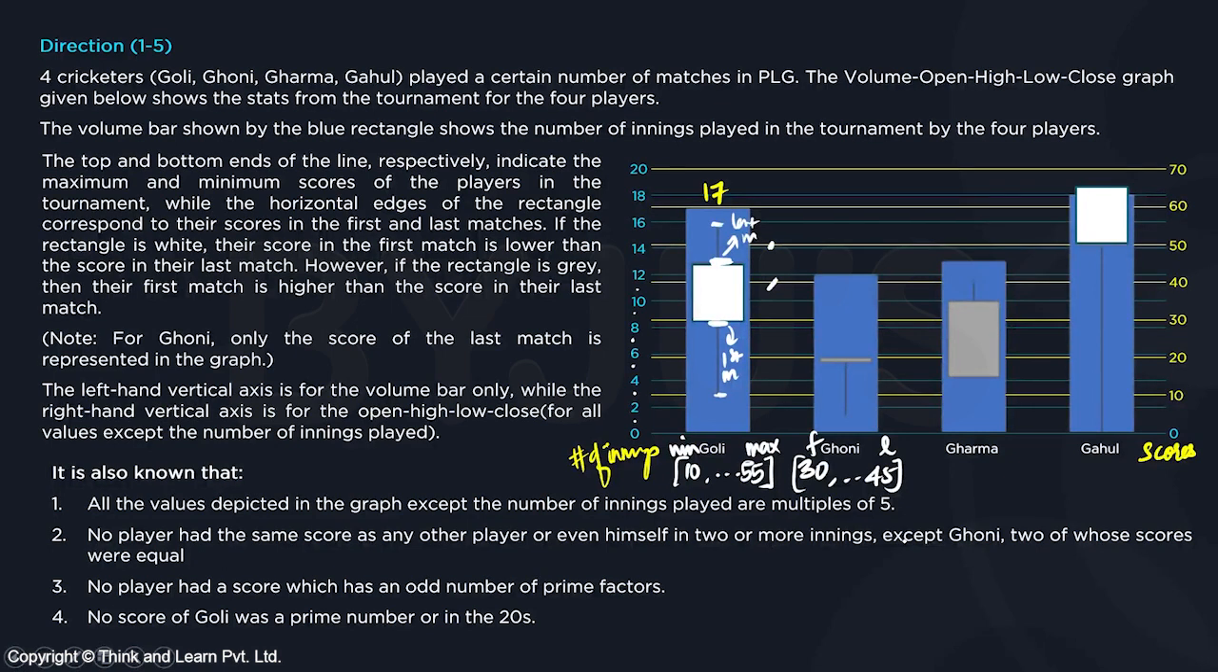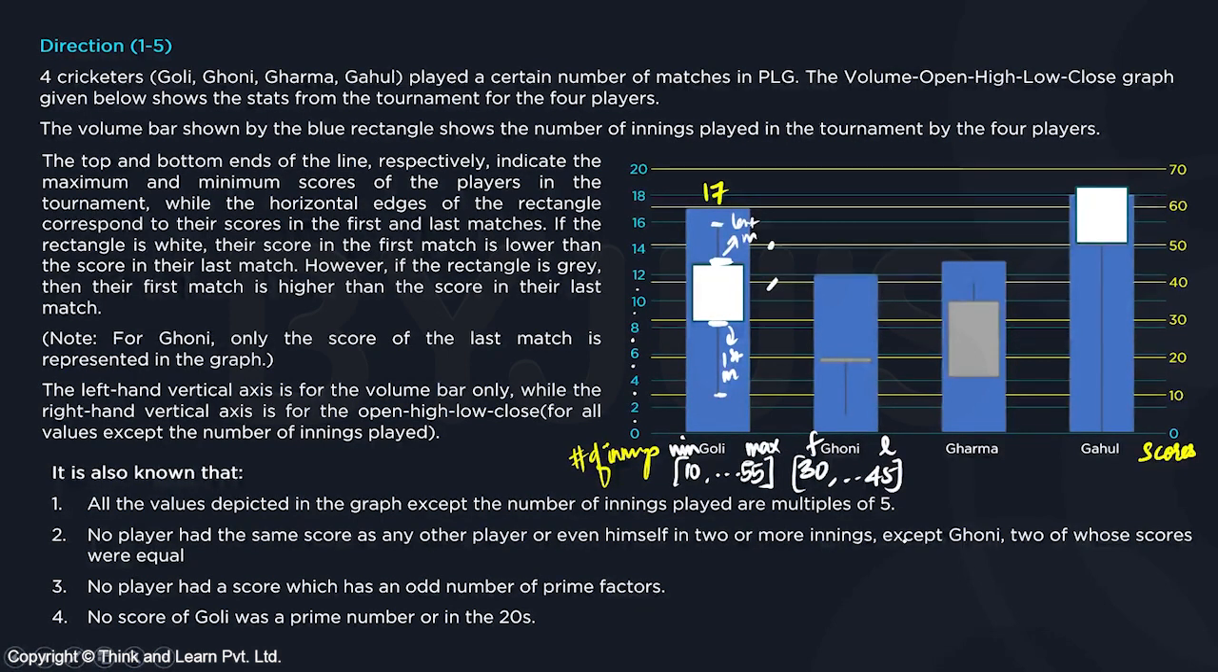Except Ghani, 2 of whose scores were equal. So in the case of only Ghani, 2 scores were equal. Otherwise, everybody had a unique score when we compare their score with themselves or with others. Third, no player had a score which has an odd number of prime factors. Fourth, no score of goalie was a prime number or in the 20s. So we will have to figure out what scores each player made.